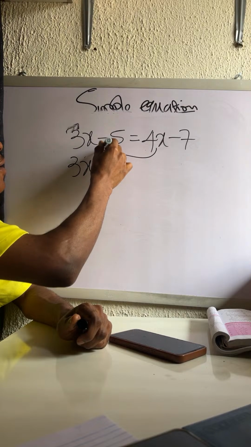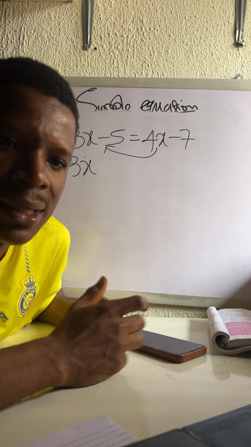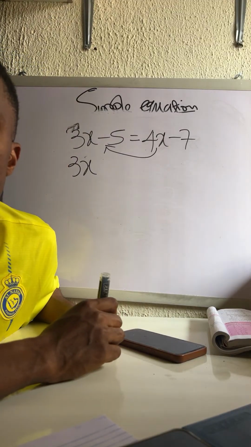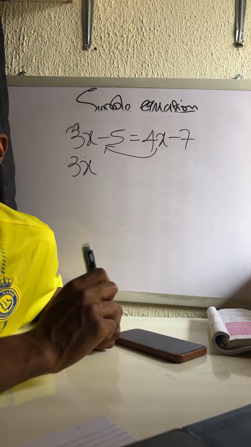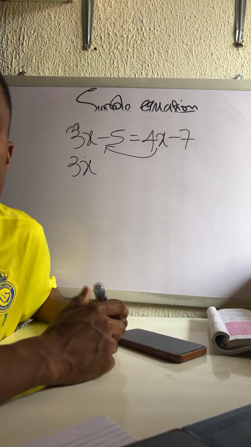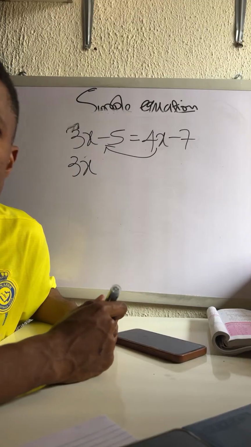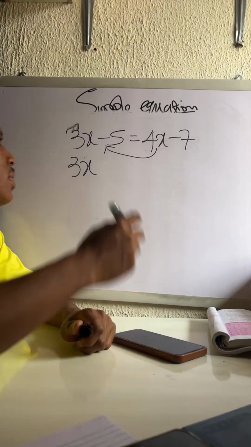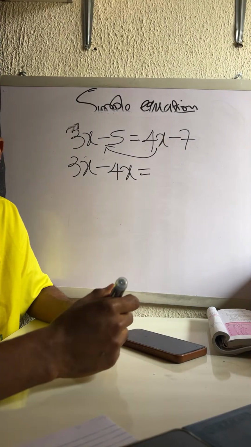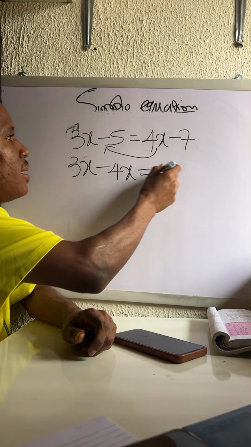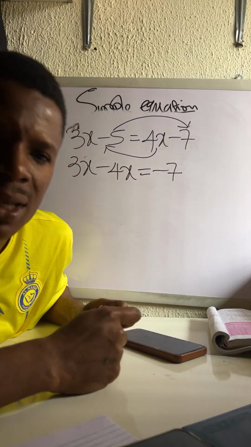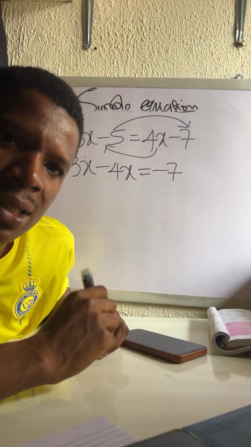Then if 4x is crossing the equality sign, what do we get? Is it positive or negative? We have a minus 4x. You are right. And that equals, here we have minus 7. So we have minus 7. Okay? Then if minus 5 crosses the equality sign, what do we get?